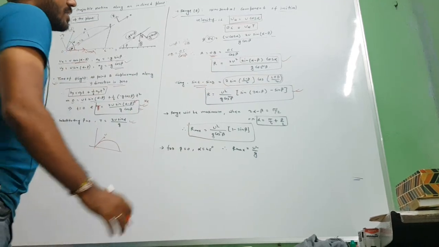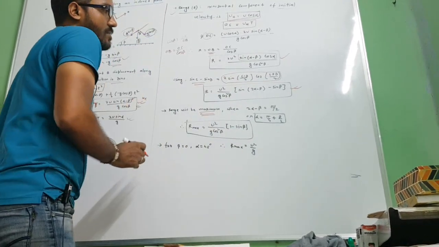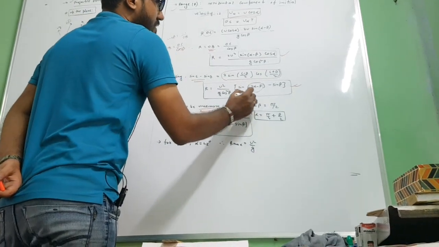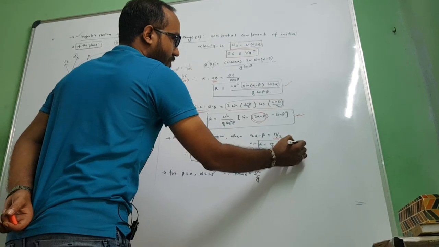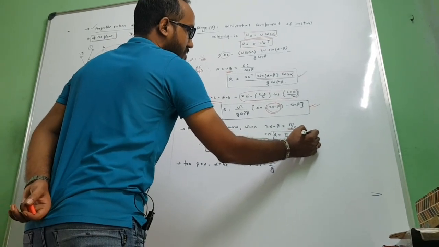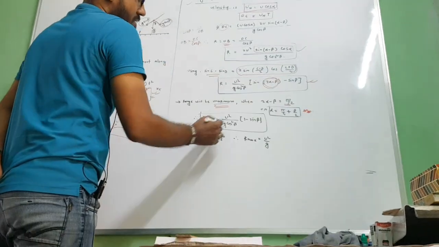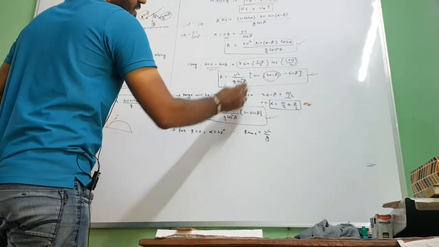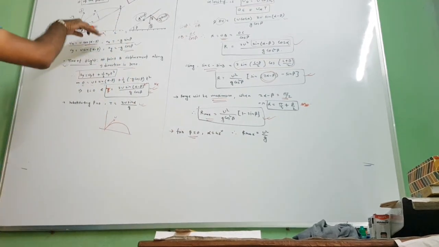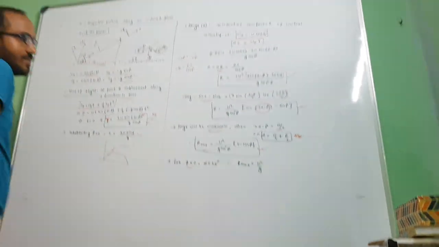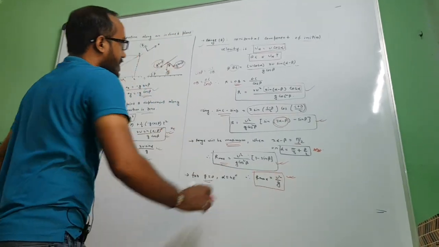Remember this thing. Now if you have noticed here, the horizontal range would be maximum when 2 alpha minus beta is pi by 2, that means alpha equals pi by 4 plus beta by 2. Please remember this, pi by 4 plus beta by 2. If you put this here, you will get the maximum range as this. And if you put beta 0 here, beta 0 means the same motion, you will get the same maximum range we have derived earlier.